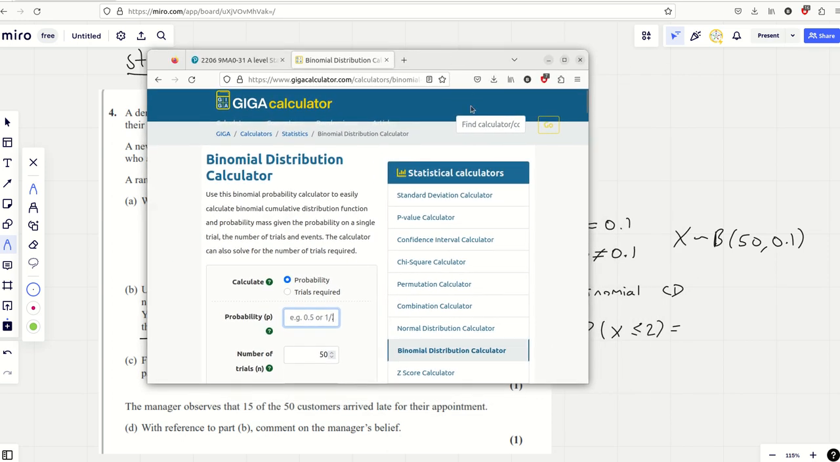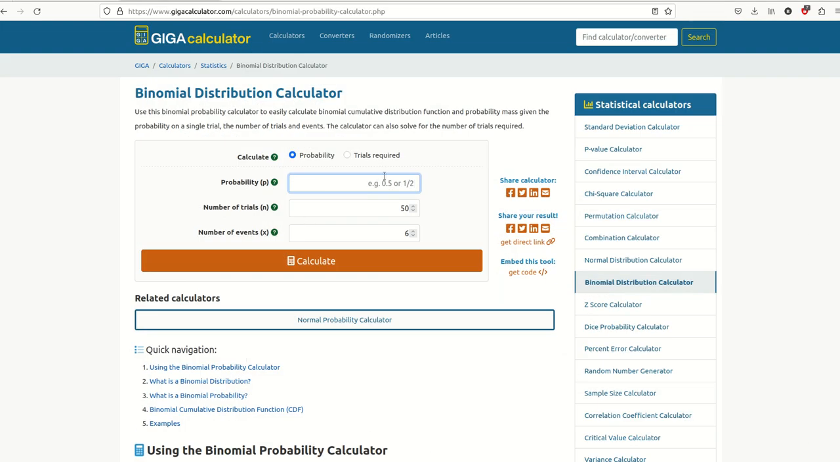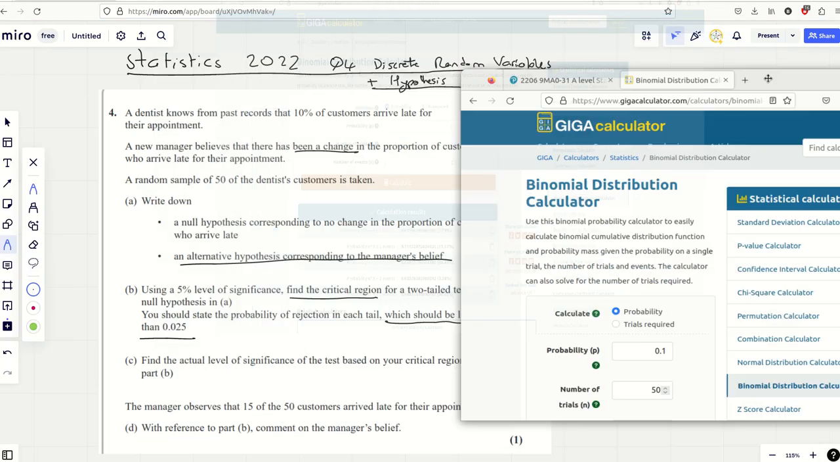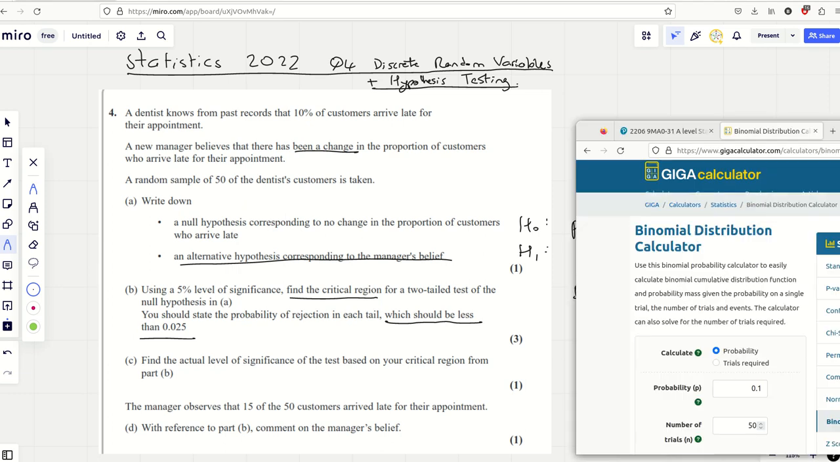But I'm going to have to use this online calculator, so let's have a look at it. So I'm going to put in probability 0.1, number of trials is 50, and then I'm looking for 2. On this calculator, it will tell me the probability of exactly 2, but also less than or equal to 2. Look at this, it's 0.112 essentially. So this is too large. But I encourage people to guess. So that's too big. So I'm going to go down to less than or equal to 1 next, which I suspect will still be too big.